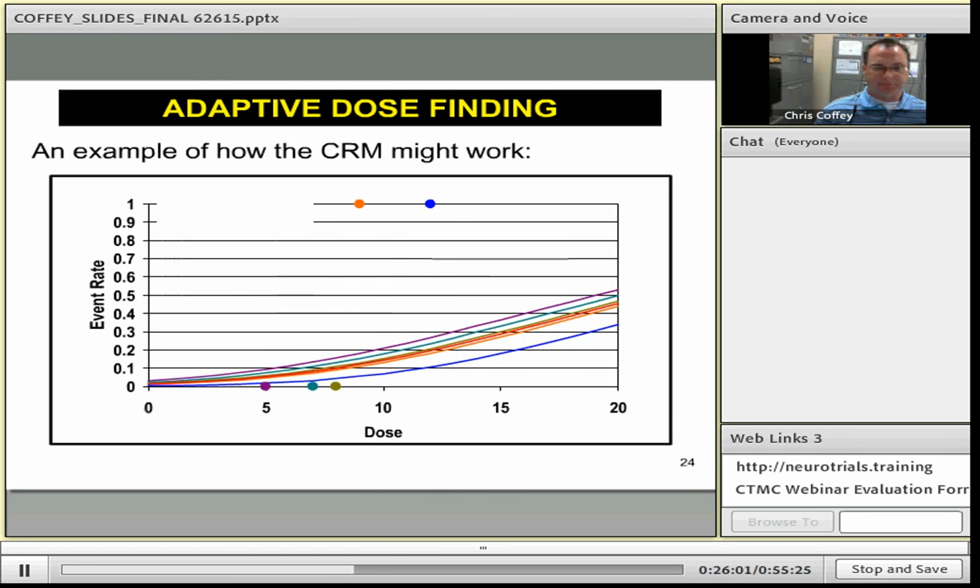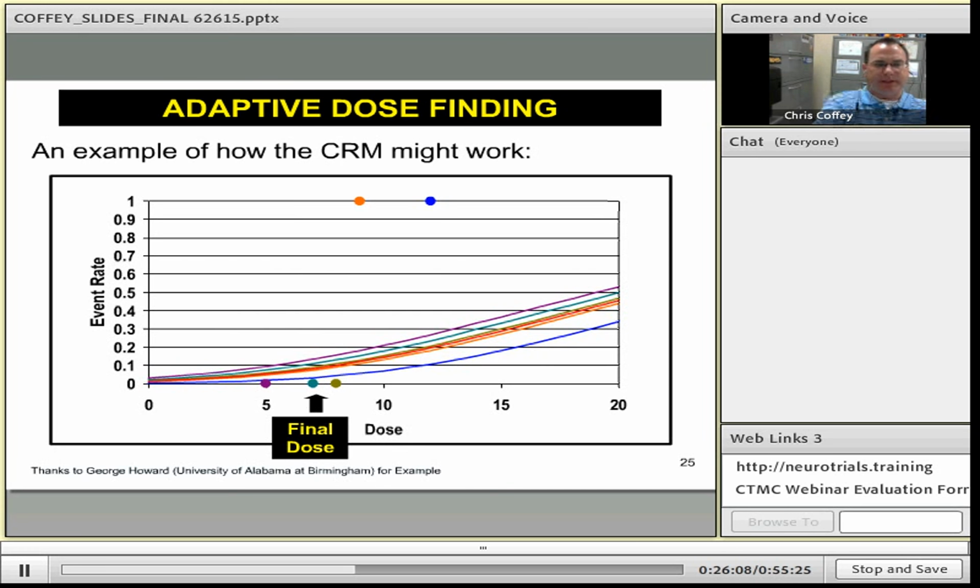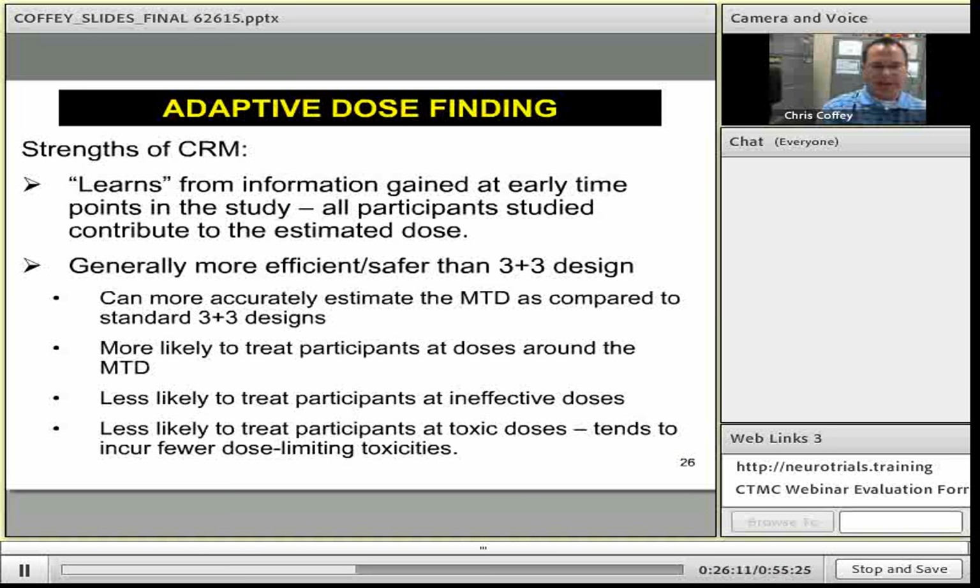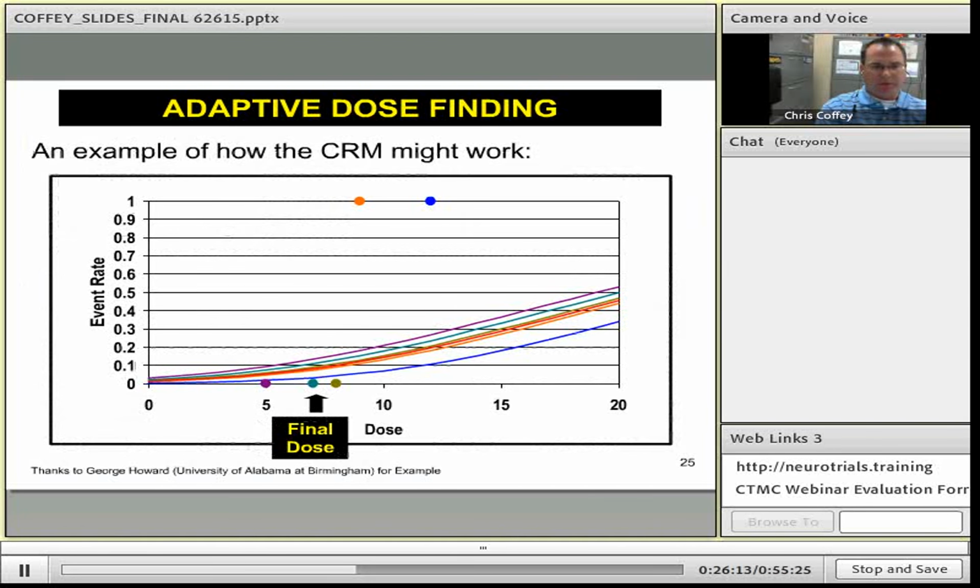Next slide, please. If you then go through the next several slides, the animation doesn't work in this, but this is an example of what might happen. Each of the data points here shows a subject who was treated. The ones on the bottom are subjects who were treated and did not have toxicities. Subjects on the top are subjects who were treated and did have toxicities. And what you can see there is how the curve changes over time. The one in purple at the bottom would be the first subject that we treat. We treated them at our dose level of 5, and they did not have a toxicity.